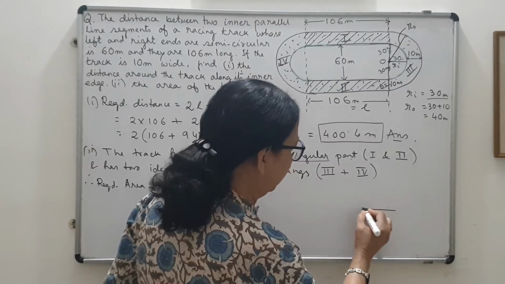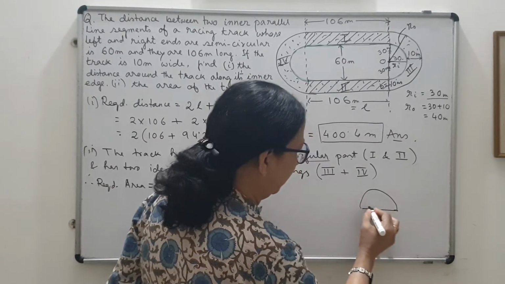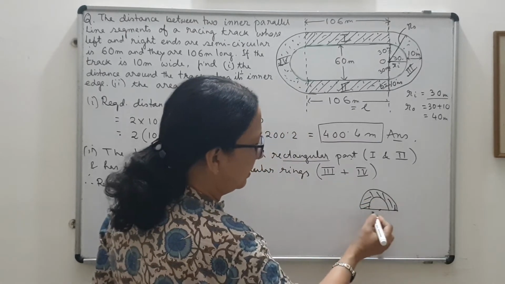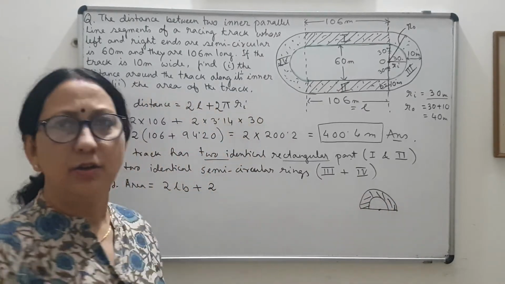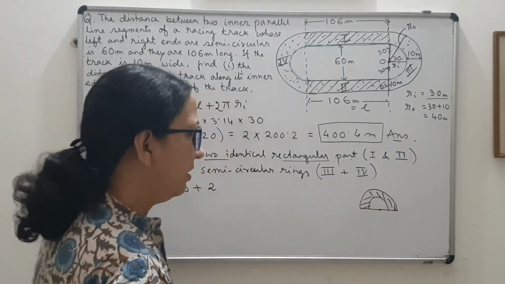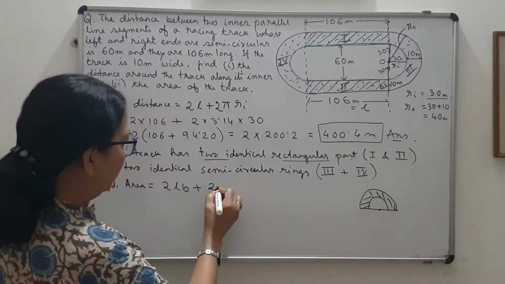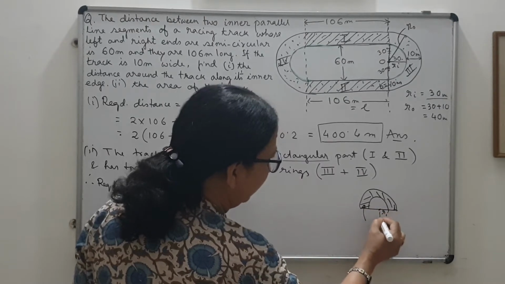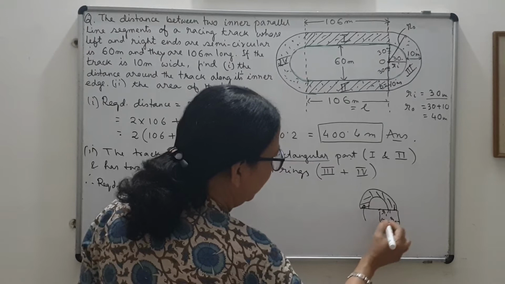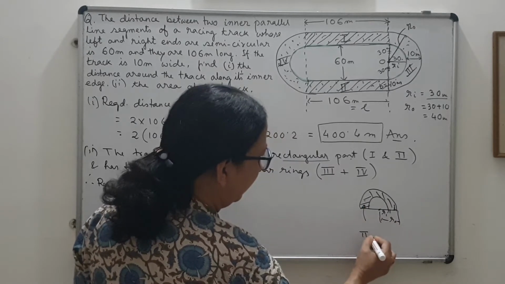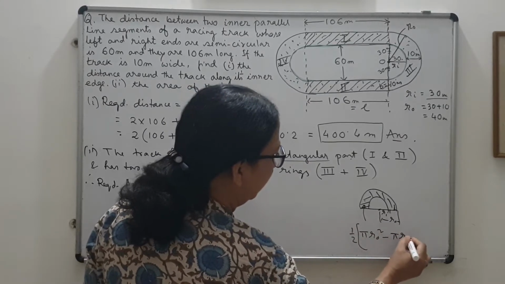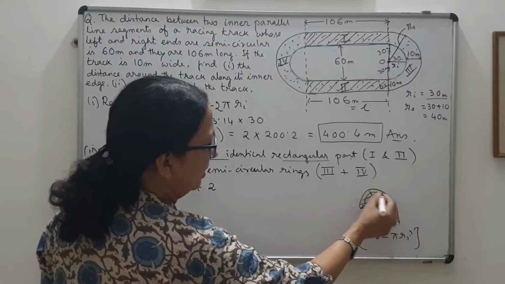Now semicircular ring, you know, you have a semicircle like this, and there is one inside like this. So how can we find the area of the semicircular ring? We simply subtract the inner semicircular area from the outer semicircular area. This inside radius is Ri, and the outside radius is Ro. Then this area will be half pi Ro square, because it is semicircular, minus half pi Ri square. This is the area of this ring.